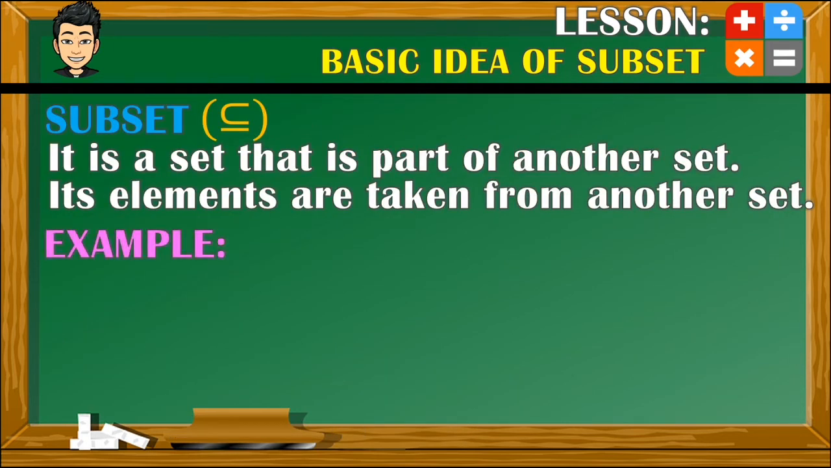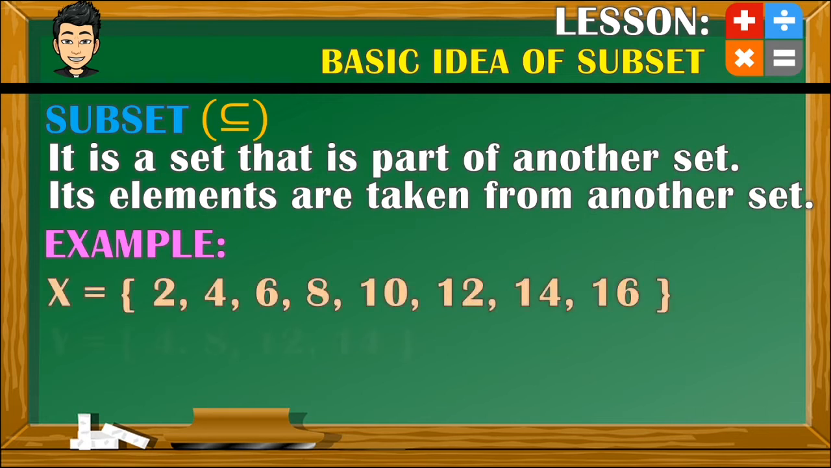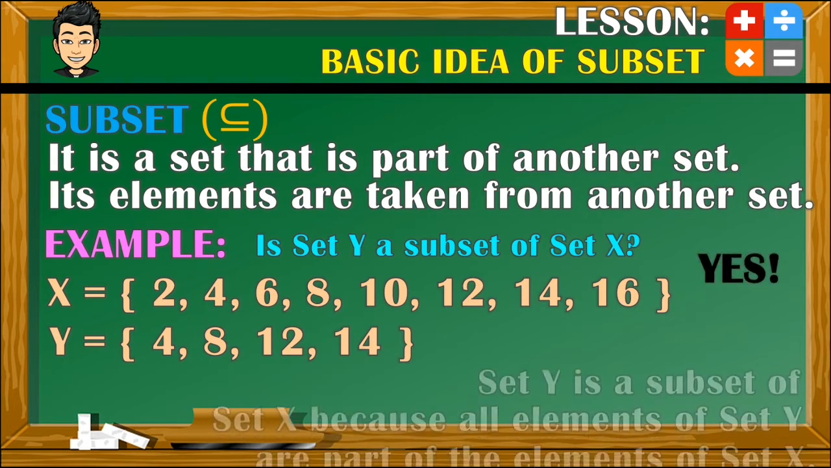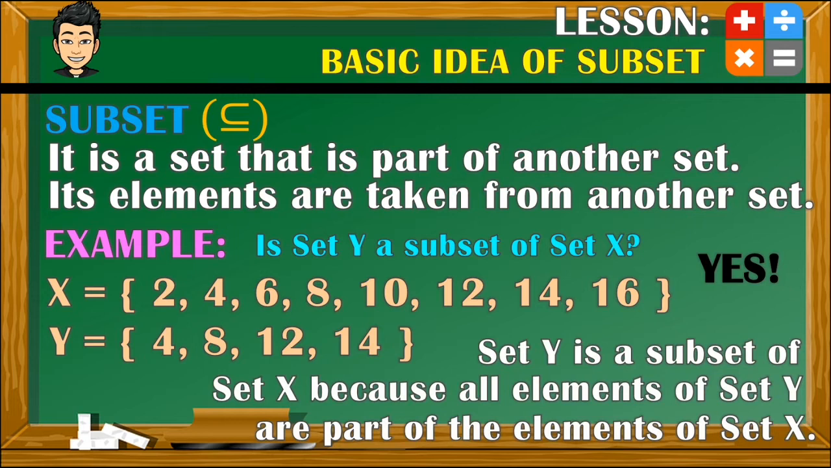Let's study the following examples. Set X and set Y have the following elements. The question is, is set Y a subset of set X? The answer is yes. Set Y is a subset of set X because all the elements of set Y are part of the elements of set X. In symbol, we write set Y is a subset of set X.